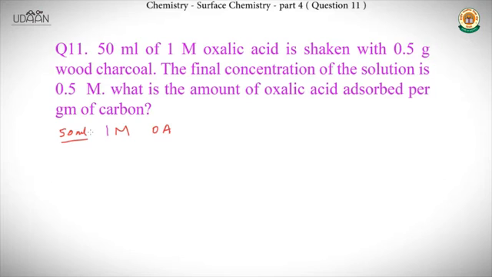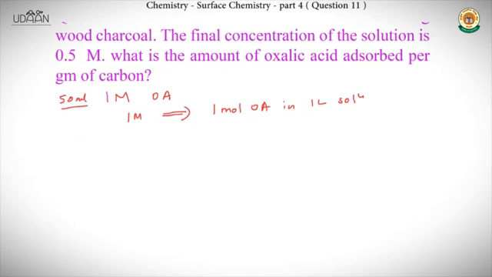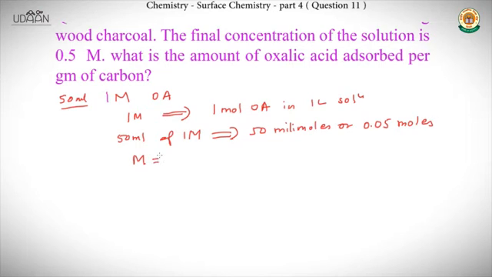And we know that 1 molar solution means there is 1 mole of oxalic acid in 1 liter of the solution. So 50 ml of 1 molar oxalic acid, I know that 50 millimoles will be present, or you can say 0.05 moles. Now I need to know the molecular weight to solve this question, because I am asked the amount of oxalic acid, and it's not given in the question.